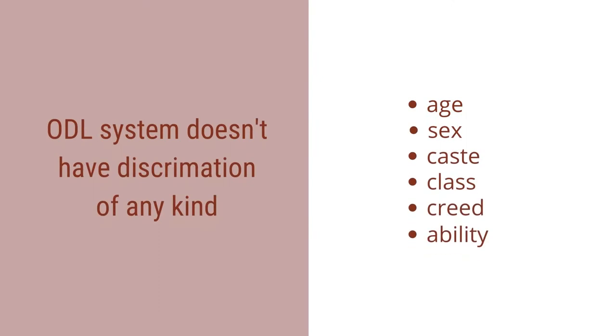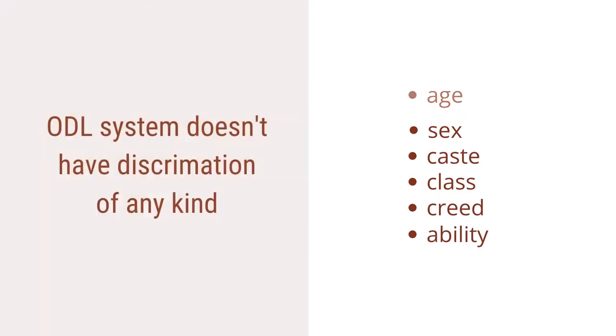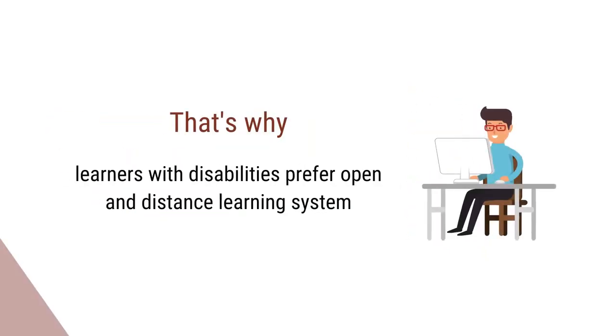As we know, open and distance learning system doesn't have any scope for any kind of discrimination on the basis of age, sex, class, caste, creed, or ability. That is the reason why learners with disabilities prefer open and distance learning system.